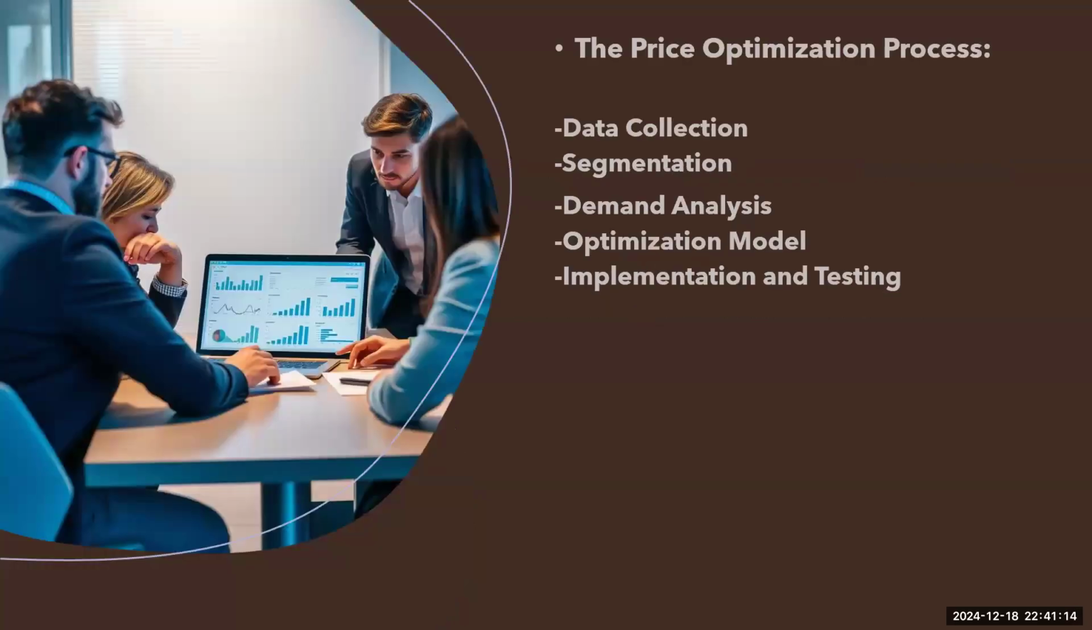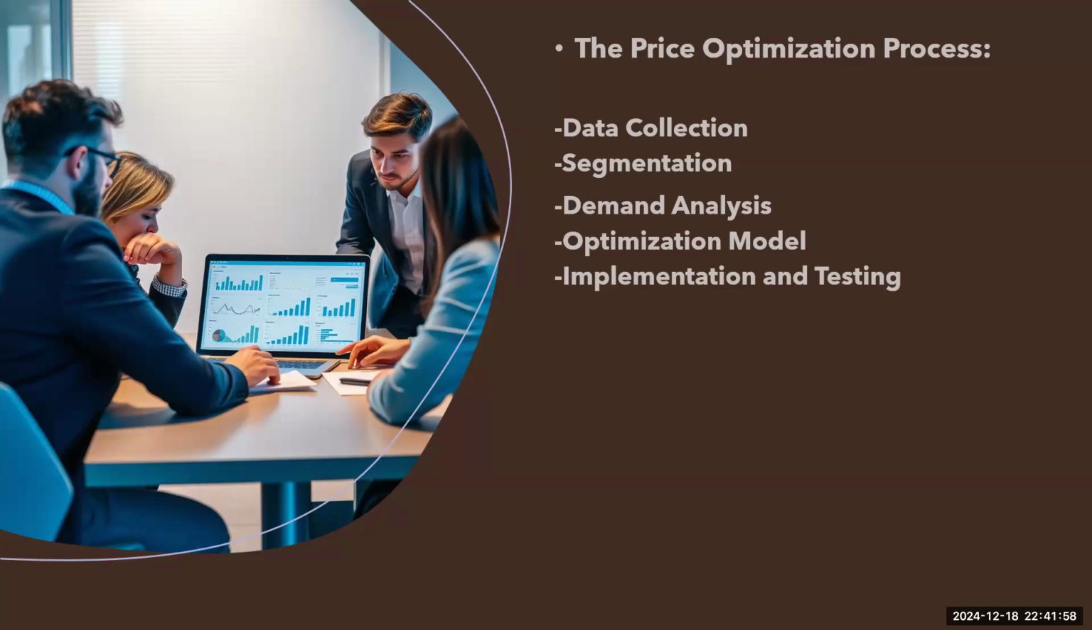Now we go ahead to the process of price optimization. The price optimization process can be broken into five steps: collecting data, segmenting your audience, analyzing demand, building optimization models, and testing the new price. Let's go through each step in detail. The first step is data collection. In this step, gather information on customer purchase patterns, competitor pricing, and market trends. This includes historical sales data, customer demographics, competitor pricing, and market research as well.